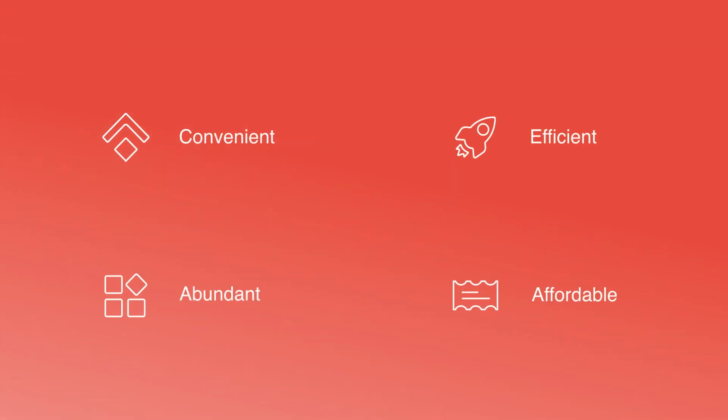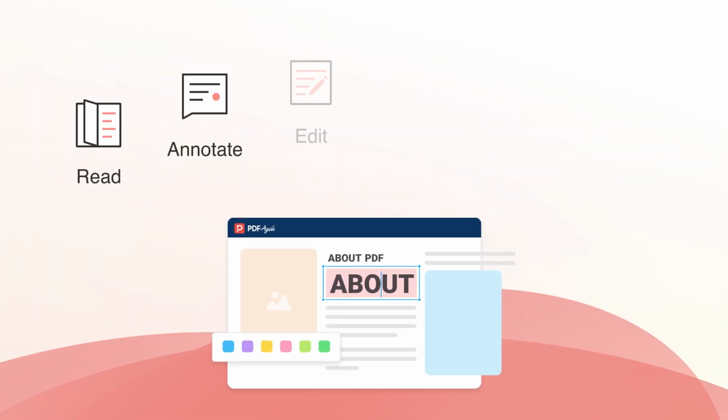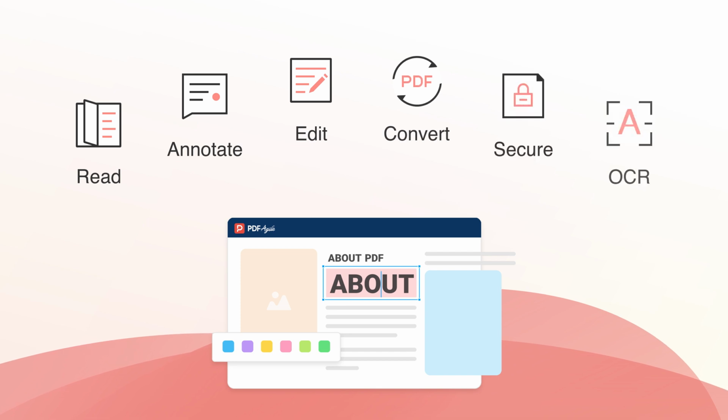PDF Agile is a convenient, efficient, abundant, and affordable PDF editor. Users can freely read, annotate, edit, convert, secure, and OCR your PDF documents in just a few clicks.